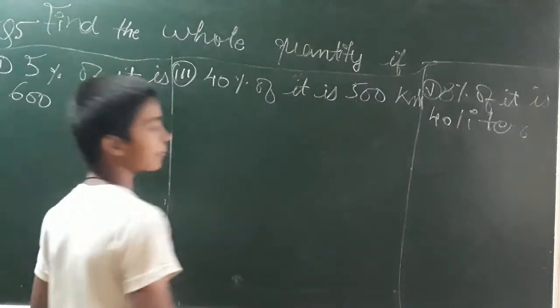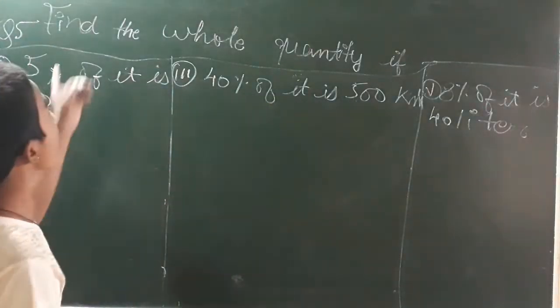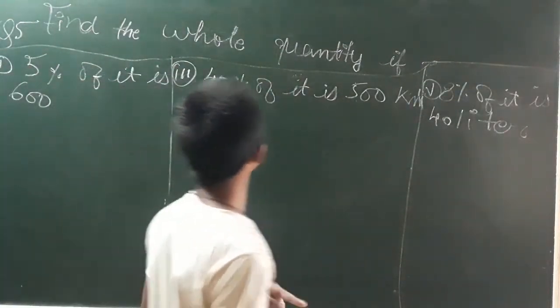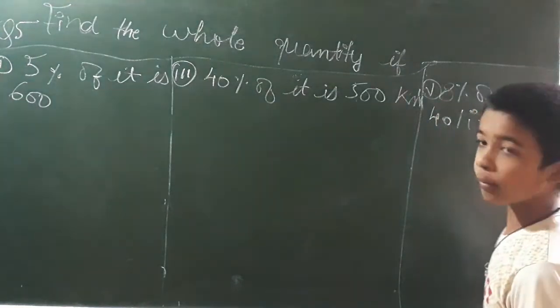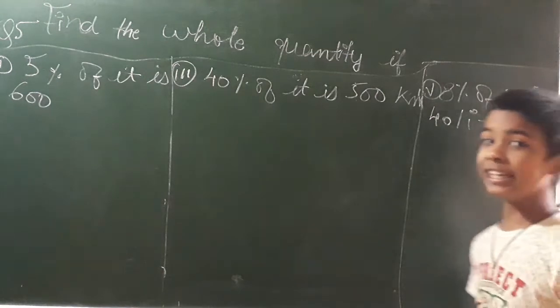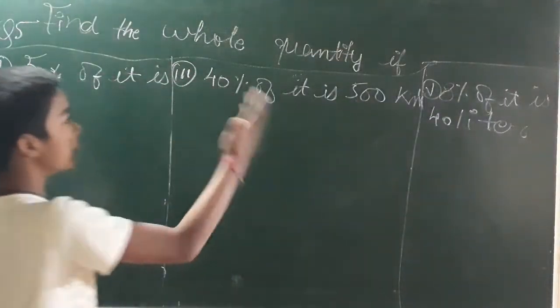So friends, moving on, fifth number question of exercise 8.2. Find the whole quantity if: first, 5% of it is 600; third, 40% of it is 500 kilometers; and fifth, 8% of it is 40 liters. So first, third and fifth are taken.